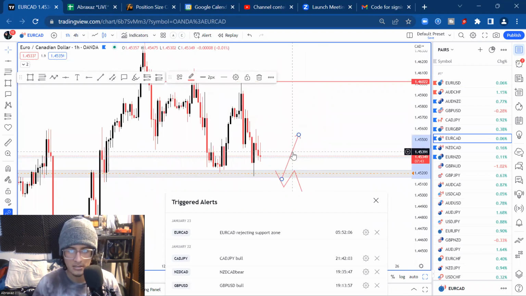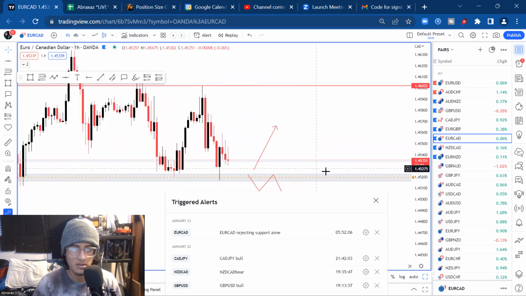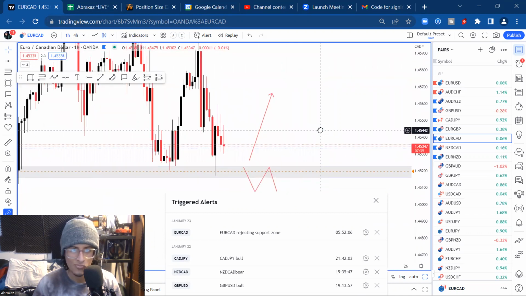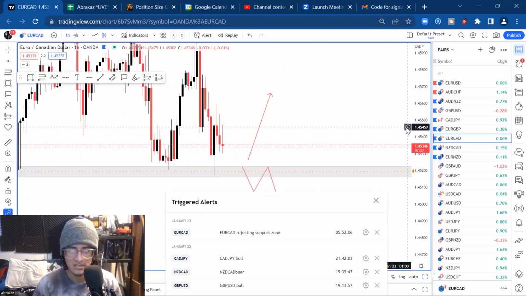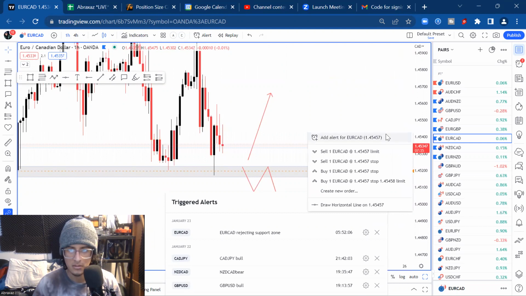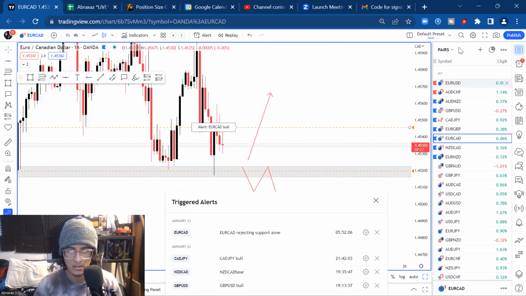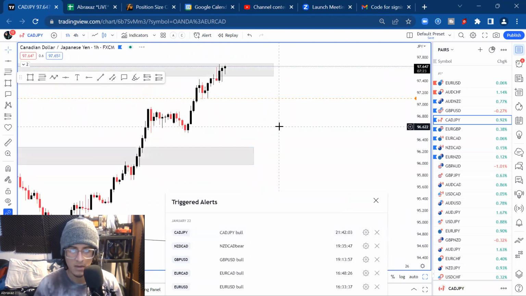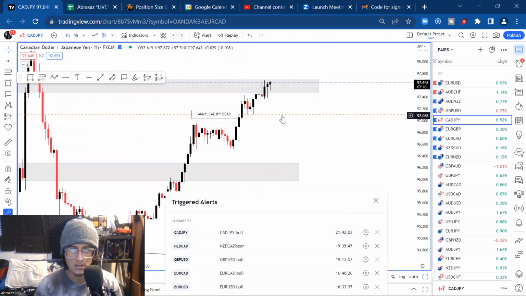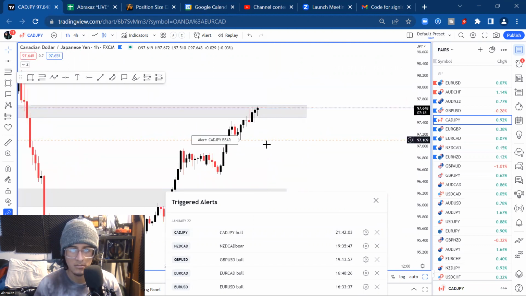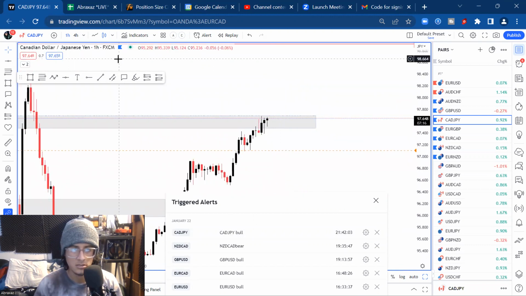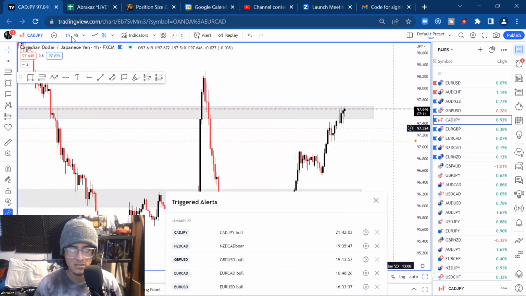I don't know. EURCAD is looking really spicy right now. Maybe if I see it go past this right here, then I may consider going bullish on it. But as of right now, that's about it for that pair. EURCAD rejecting support zone. CADJPY bull. Kind of missed out on that already, huh? Yeah, bear. That's about it. So at least it's inside of this zone now.